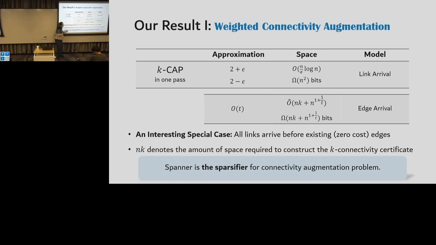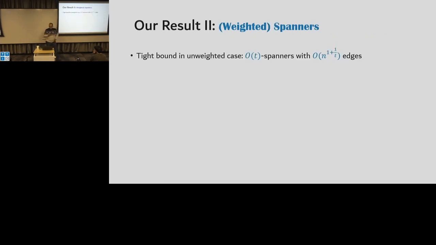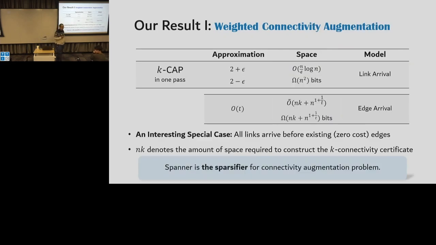In fact, one of the takeaways here is that we show that the spanner is the right sparsifier for the connectivity augmentation problem. And that's one interesting observation. Sorry, can you elaborate on the last part? What do you mean by spanner sparsifier for the connectivity? So if you want to solve it in this setting of edge arrival, where links may come earlier, the right thing to do is just to have a spanner over the links. And this is the best thing that you can do. That's what it is. And this is also basically the tight trade-off.